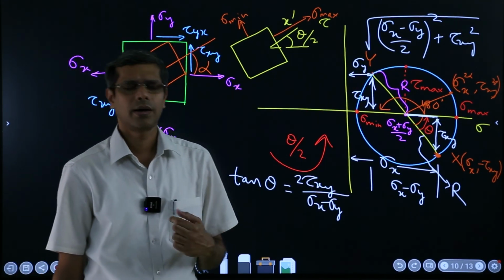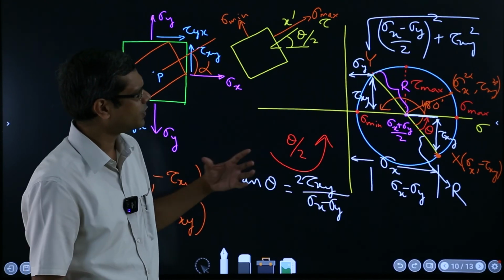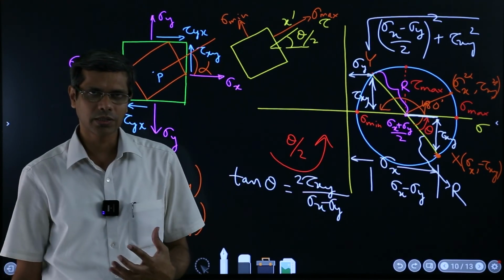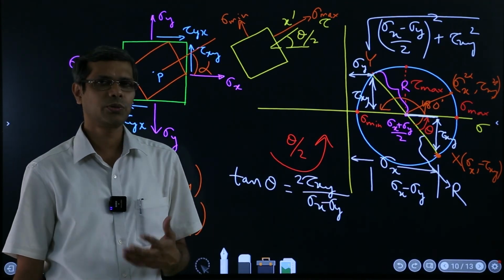In the next segments we will draw some specific Mohr circles under specific conditions to infer results from there. Okay, so see you in the next segment.